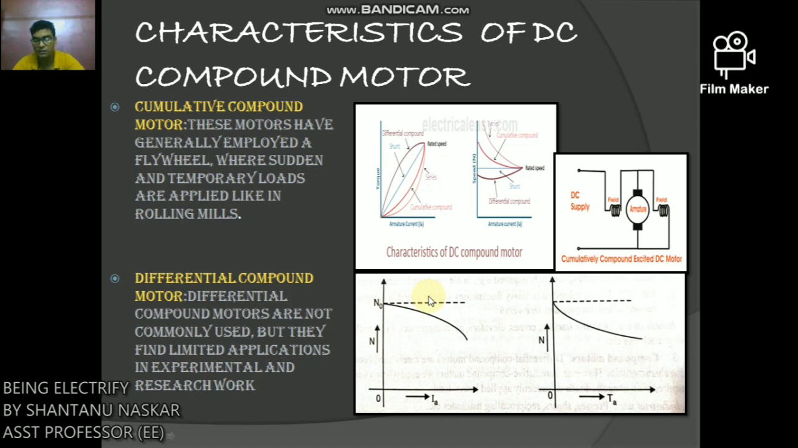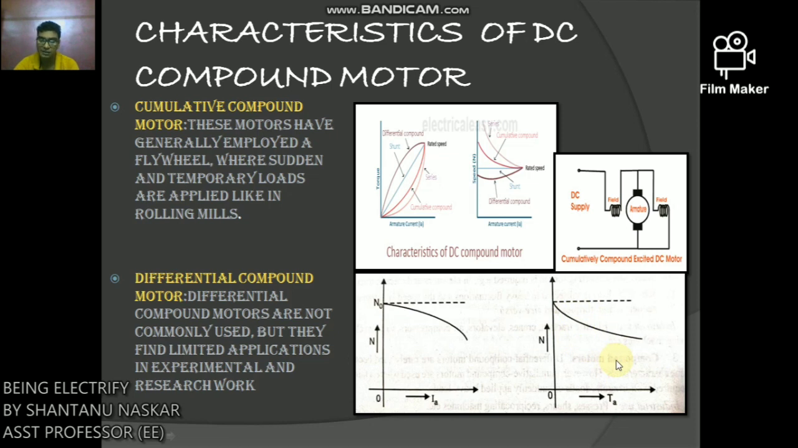Note that due to the shunt field, the motor has a definite no load speed and can be operated safely at no load. Now comes the speed versus torque. As shown in the figure, speed versus torque characteristics of a cumulative compound motor for a given armature current. The torque of a cumulative compound motor is more than that of a shunt motor but less than that of a series motor.